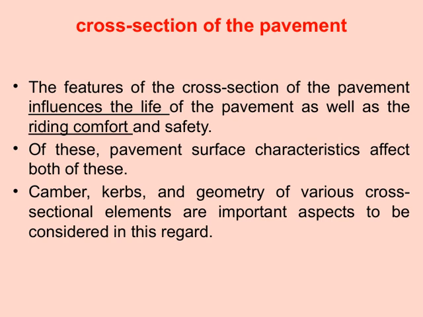Now, when we talk about the cross-sectional elements, things like camber, curbs, and the overall geometry come into focus. Camber, for instance, is that slight slope designed to facilitate water drainage, preventing water accumulation that could weaken the pavement. Curbs help define the edges of the roadway and assist in drainage and safety. And the geometry of these elements, how they are shaped and positioned, also impacts the pavement's performance and safety. Properly designed cross-sectional features ensure efficient drainage, minimize water-related damage, and enhance the overall riding experience.